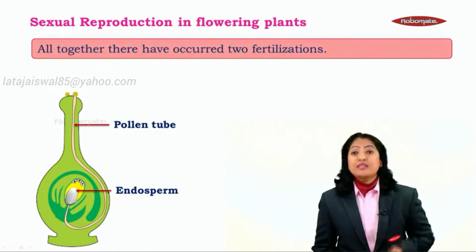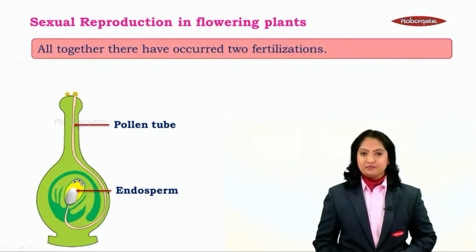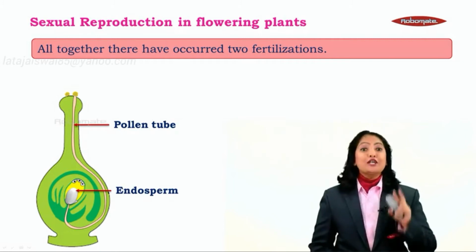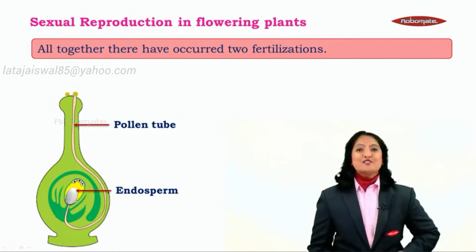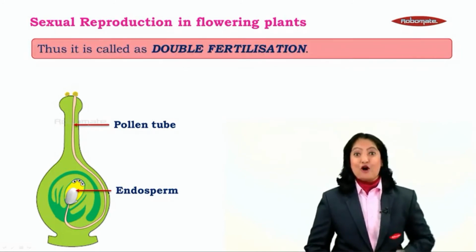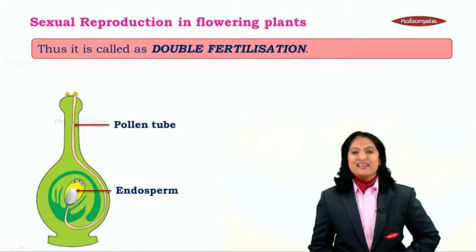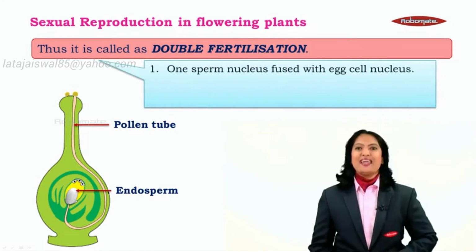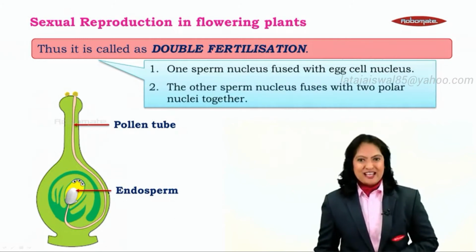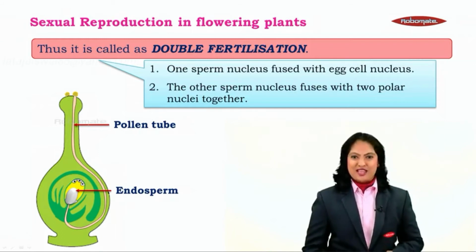Altogether, in this process, we saw there are two fertilizations which have occurred. First, male gamete with the egg cell, and second, male gamete with the two polar nuclei. So total two fertilizations, and therefore we say this is the process of double fertilization. So in flowering plants, we have something called double fertilization. One sperm nucleus fused with the egg cell nucleus, and in the second fertilization, the other sperm nucleus fuses with two polar nuclei together.